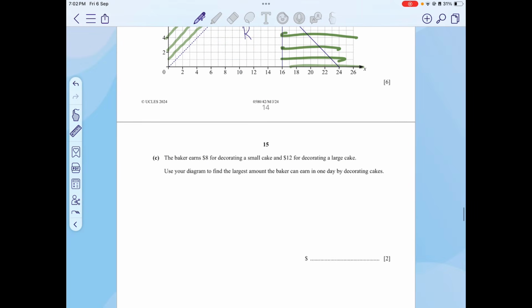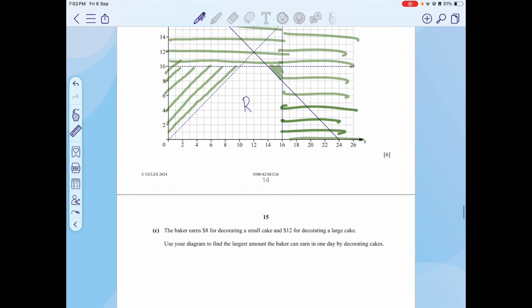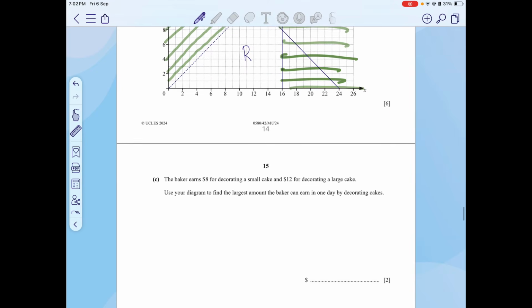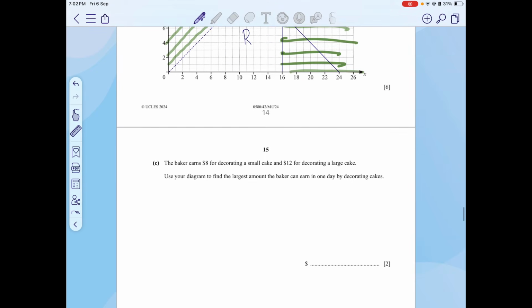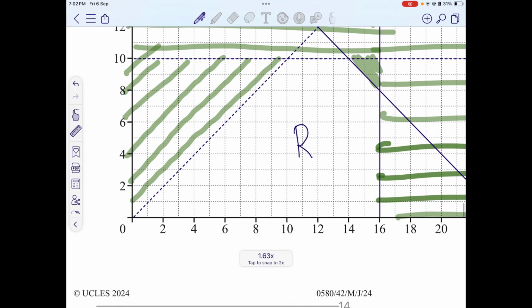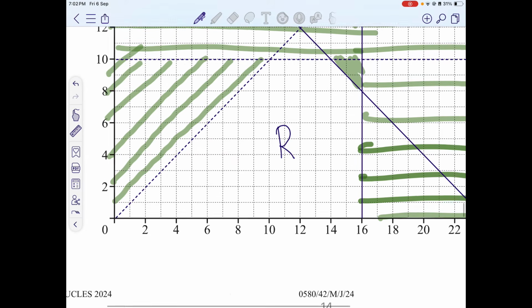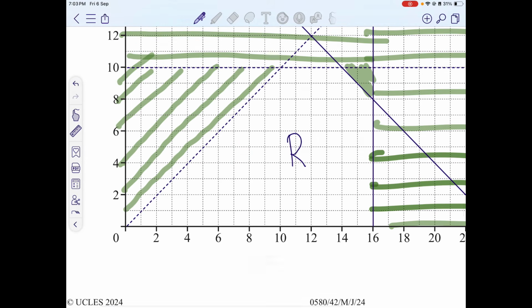There's one more part to this question, which says that the baker earns $8 for decorating a small cake and $12 for decorating a large cake. So large is y. For that he earns 12 and 8 is small. Use this diagram to find the largest amount the baker can earn in one day by decorating cakes. Now, in these questions, they often ask for the extreme, so you always have to look at the corners here. We want the maximum of x values and the maximum of y values.